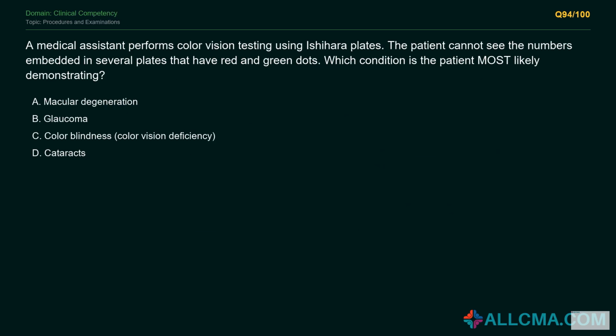Question 94. A medical assistant performs color vision testing using Ishihara plates. The patient cannot see the numbers embedded in several plates that have red and green dots. Which condition is the patient most likely demonstrating? Option A, macular degeneration. Option B, glaucoma. Option C, color blindness, color vision deficiency. Option D, cataracts.